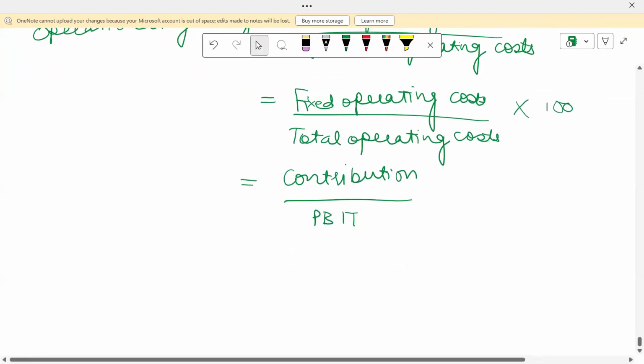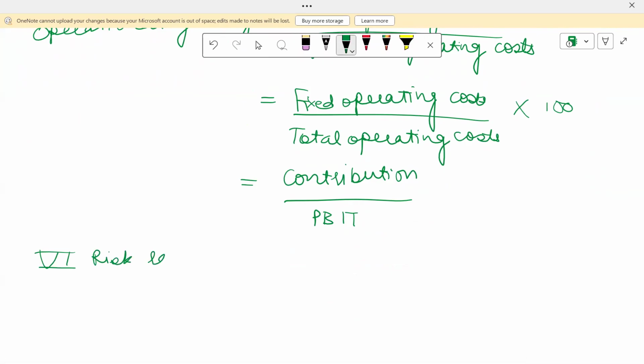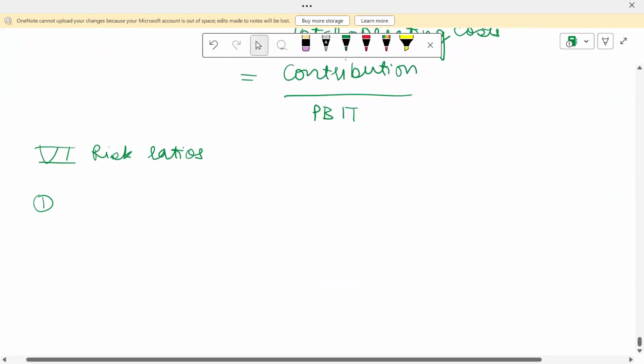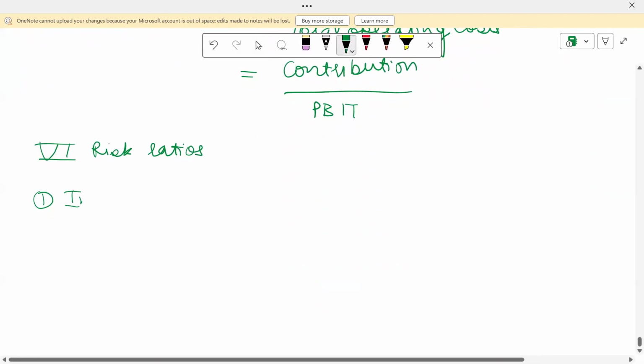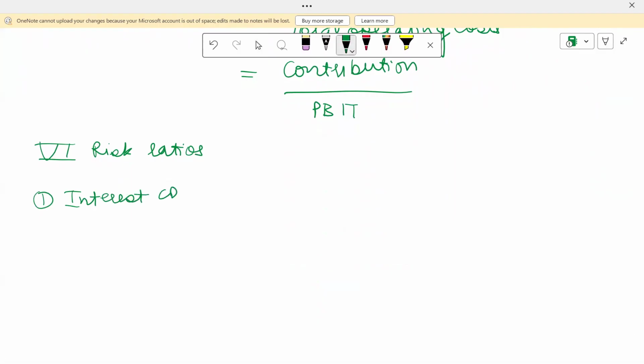Then the sixth category that we talk about is going to be risk ratios. Under here, we are basically seeing how risky or less risky a business is. So, the number one that we talk about is going to be the interest cover ratio, or interest coverage. This is nothing but comparing PBIT with the interest expense that we have. So, basically, we are seeing how many times the business earns a profit before interest and tax to be able to pay interest. So your answer over here will always be in times.